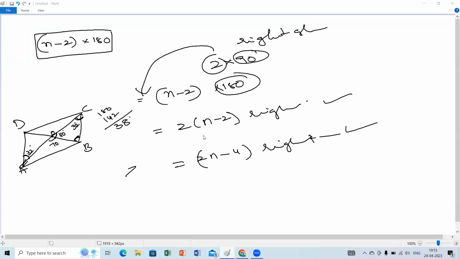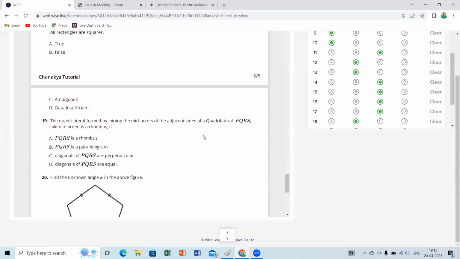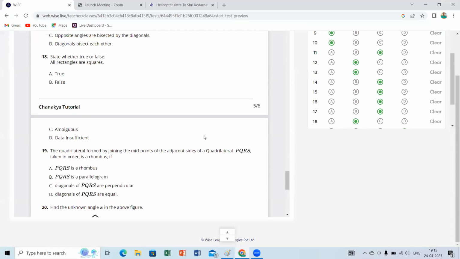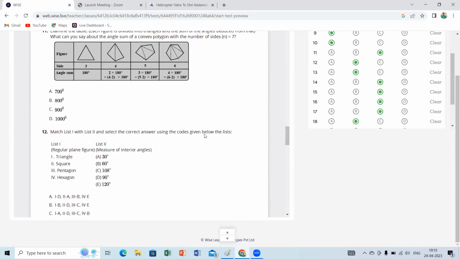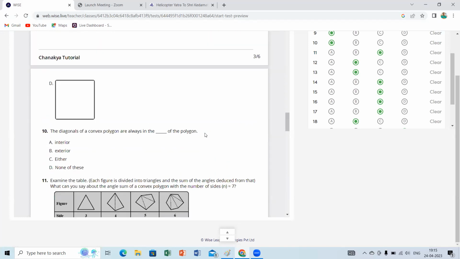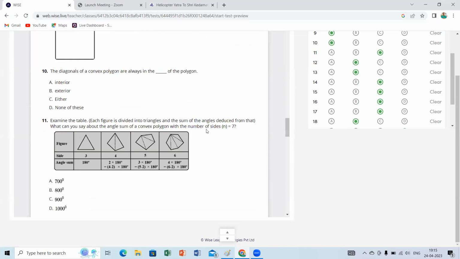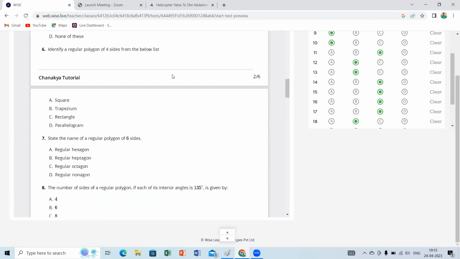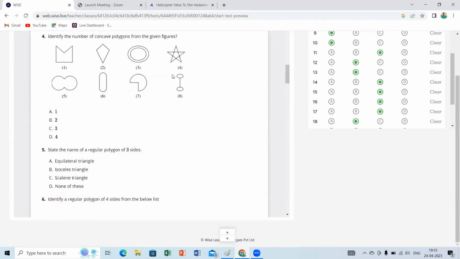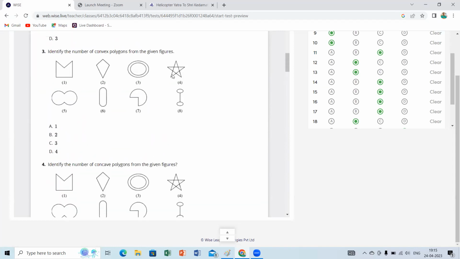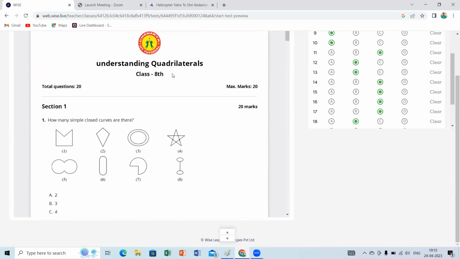Any other doubt? No, ma'am. Harish, any doubt here? No, ma'am. Ashwath Reddy, Hari Karthik? No doubt, ma'am.